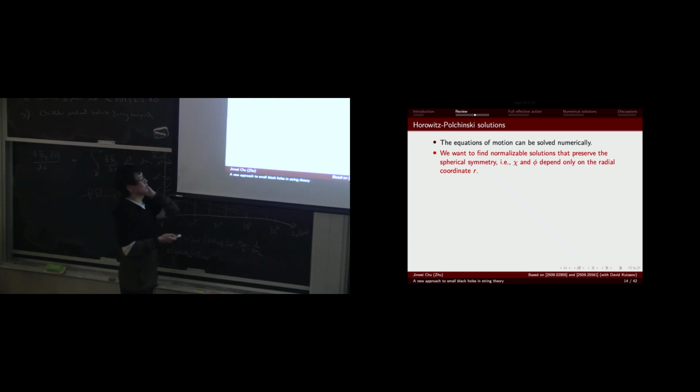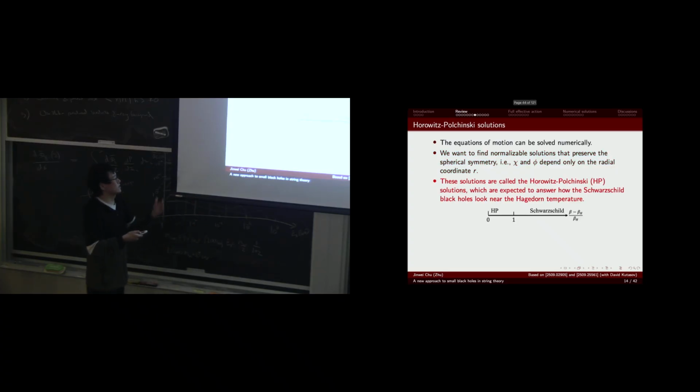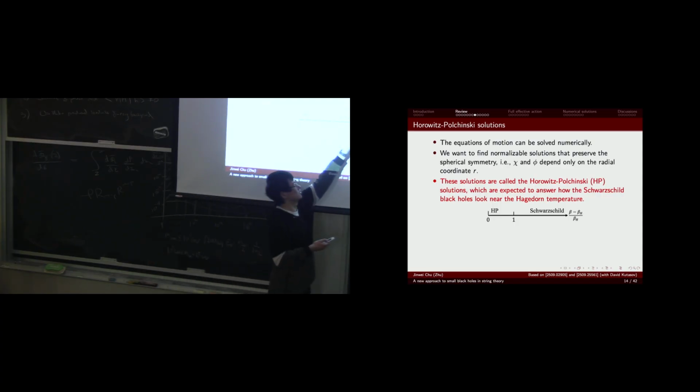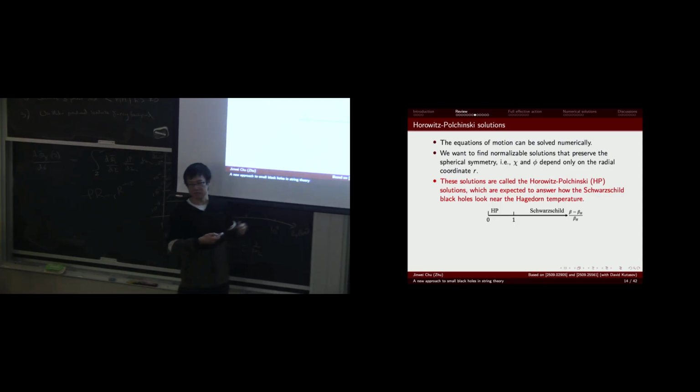And the solution that we want should be normalizable. That's apparent. But furthermore, for simplicity, we want to find a solution that preserves the spherical symmetry, just as the Schwarzschild solution does. Which means that the fields chi and phi only depend on the radial coordinate r. And these solutions are usually called the Horowitz-Polchinski solution. And the importance of them is that they are expected to answer how the Schwarzschild solution looks near the Hagedorn temperature.